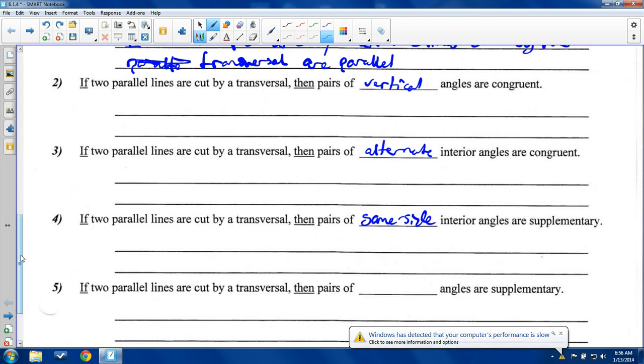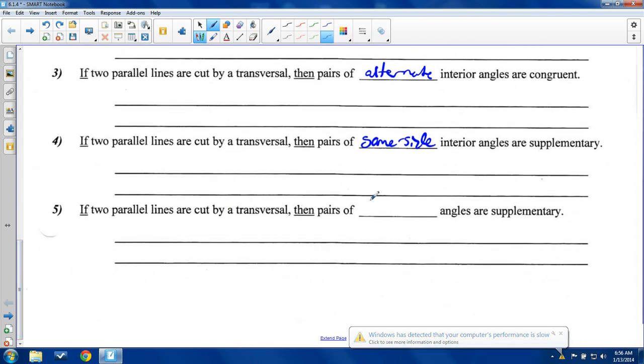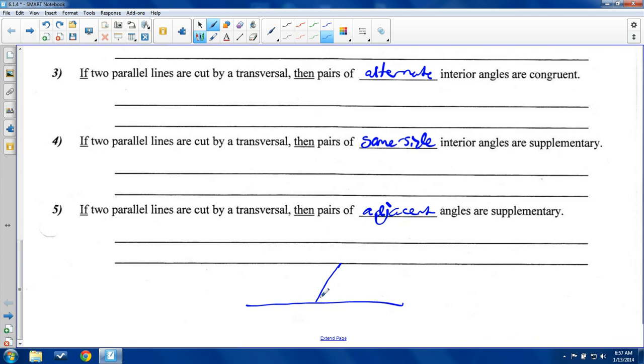And if two parallel lines are cut by a transversal, then pairs of blank angles are supplementary. Well, I would say same side exterior angles, but it doesn't say exterior here. I'm guessing they're going for adjacent angles. And adjacent angles are those ones that are like these two right here. If we're talking about two parallel lines cut by the transversal, talking about these angles 1 and 2, those are supplementary. So go ahead and write the converse for that one as well.